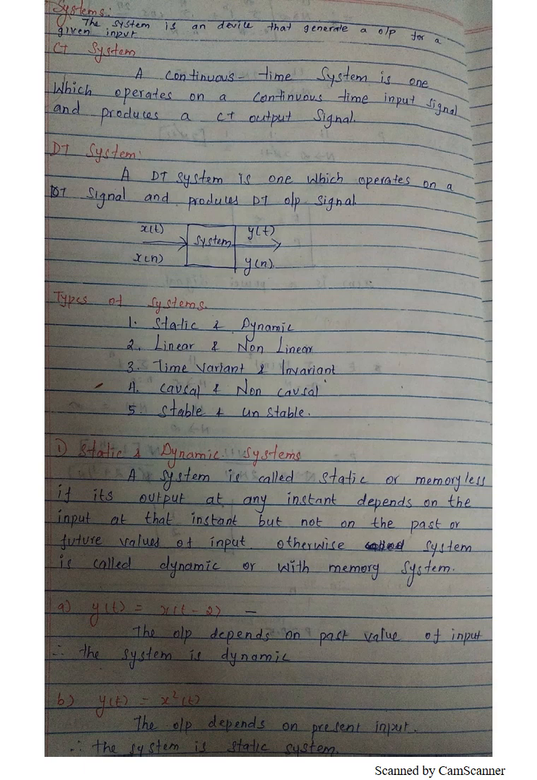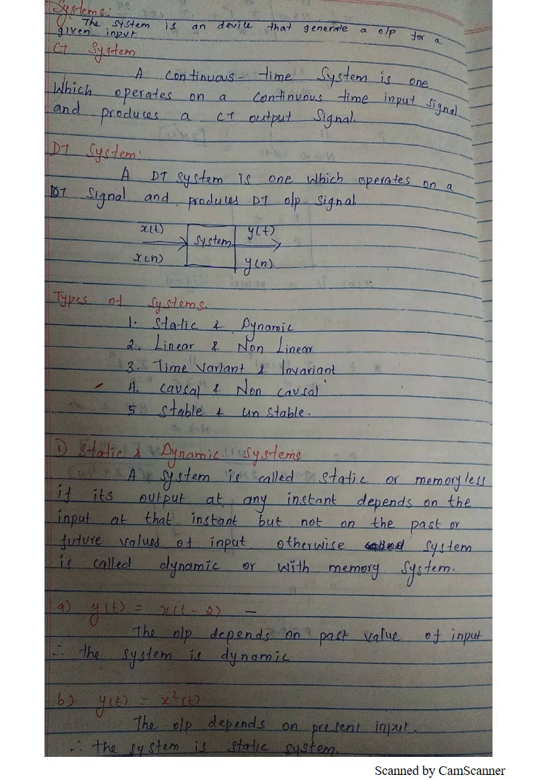In a continuous time system, a continuous system is one which operates on a continuous time input signal and produces a continuous output signal. In a discrete time system (DT system), a discrete system is one which operates on a discrete signal and produces a discrete output signal. So the input is discrete, the output is discrete. In a continuous time system also, the input is continuous and the output is also continuous.